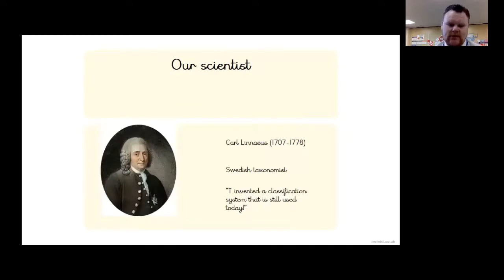Our scientist for focus is a scientist called Carl Linnaeus, and he lived from 1707 to 1778. You can work out how old he was approximately when he passed away. He was Swedish, and he was a taxonomist. Now, a taxonomist is somebody who classifies and groups things. We're going to look at that in future lessons. So he invented a classification system that's still used today for plants and animals.